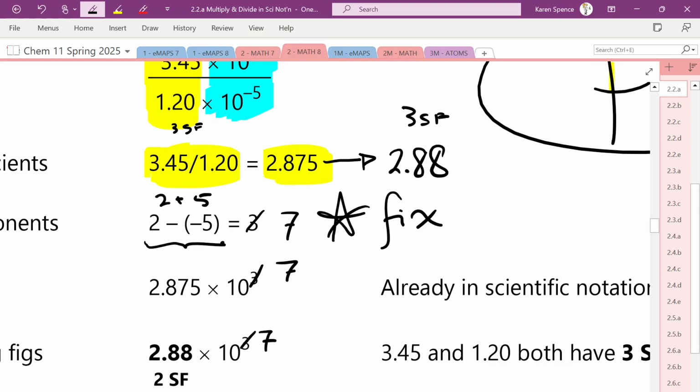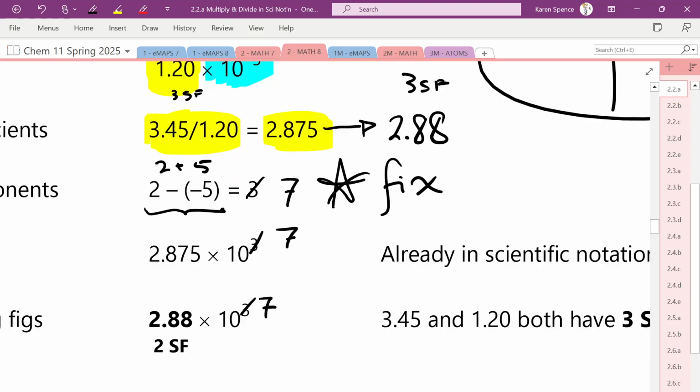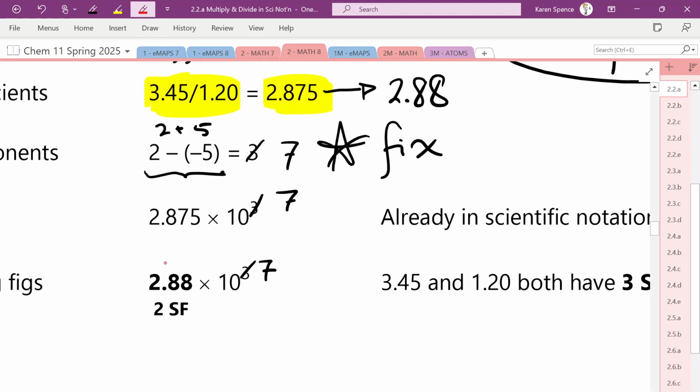So we got a 7 and a 7. So it's going to be 2.88 times 10 to the 7. And look, it says 2 sig figs, but obviously that is wrong. It should be 3 sig figs. Again, I need to fix that. Okay?